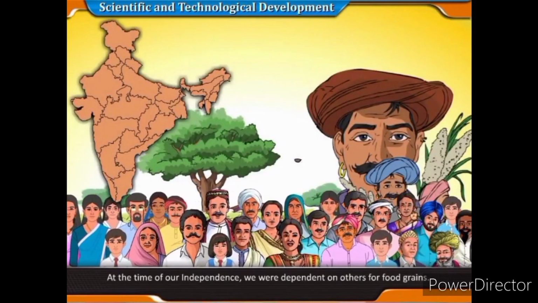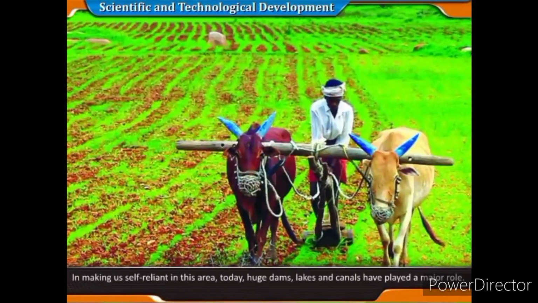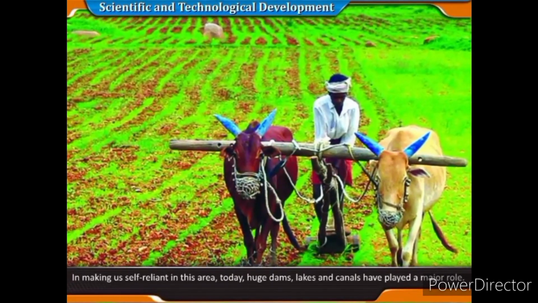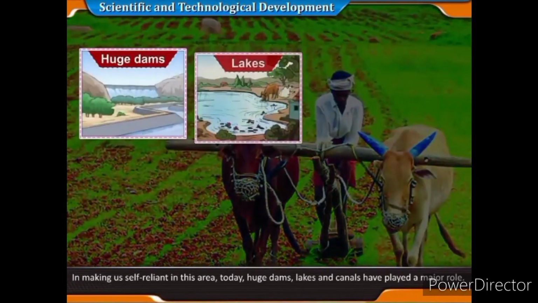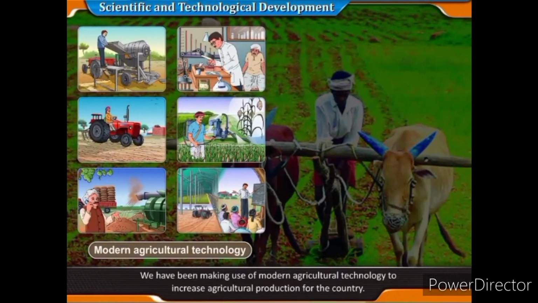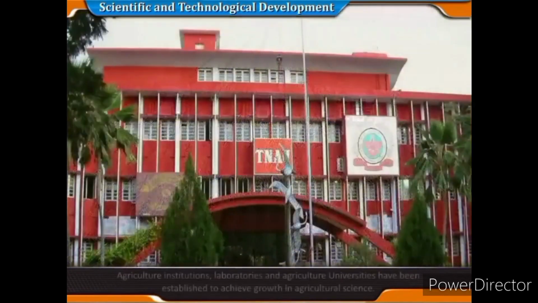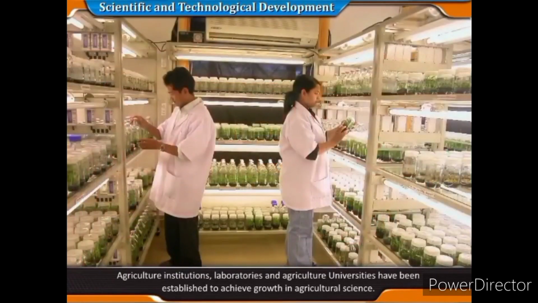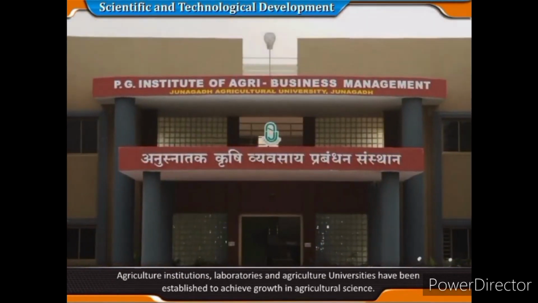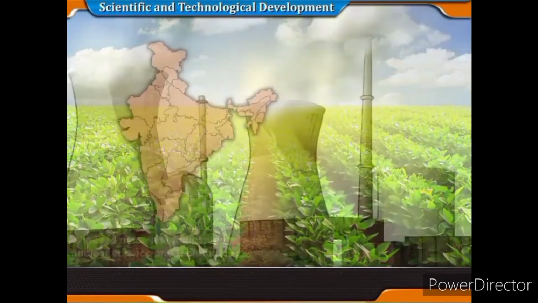At the time of our independence, we were dependent on others for food grains. In making us self-reliant in this area, today huge dams, lakes and canals have played a major role. We have been making use of modern agricultural technology to increase agricultural production for the country. We have been able to achieve the green revolution. Agriculture institutions, laboratories, and agriculture universities have been established to achieve growth in agricultural science.